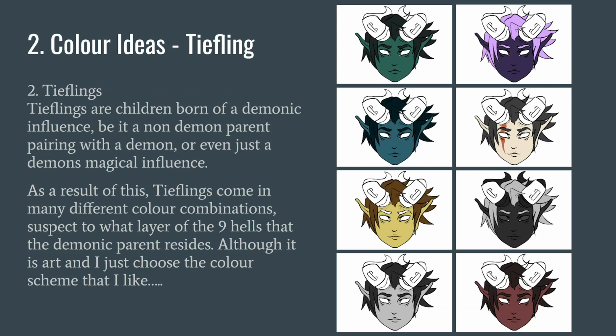The next stage I did was that in D&D, tieflings are born of either a demon parent and a non-demon parent, or it could even be as little as just a demon somehow getting their magic and influencing that baby. And that influence, depending on what layer of the 9 hells that demon came from, would influence the color and aspects of that character.